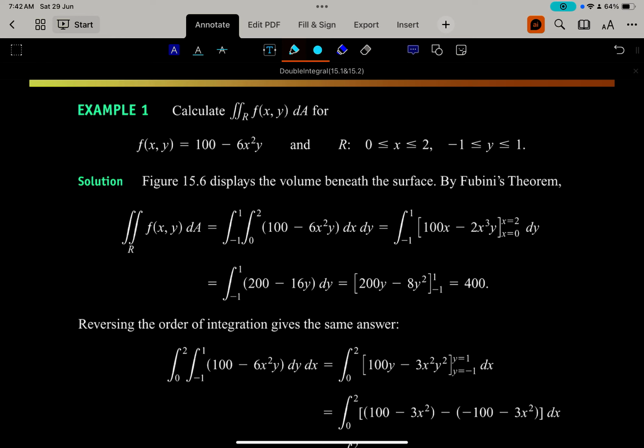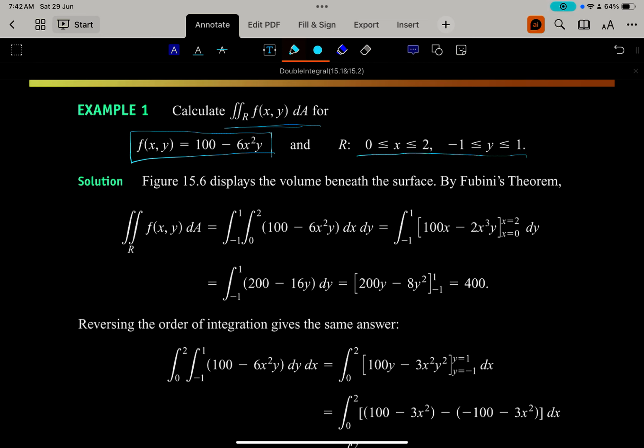So example 1. We're going to calculate the volume for a function. When he says calculate this, it means the volume. Okay, a double integral is usually a volume, but there are cases where it's not, and I will tell you when. But if it has a function, that means it's a volume. Function dA is a volume. And then we have this rectangular region.